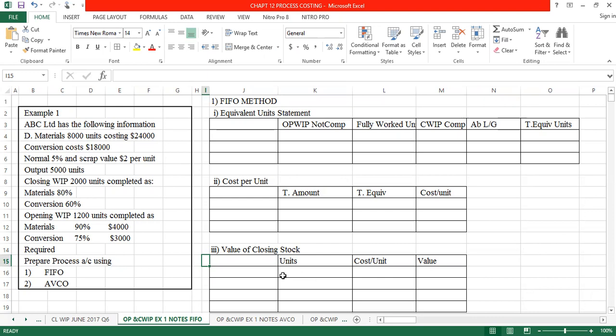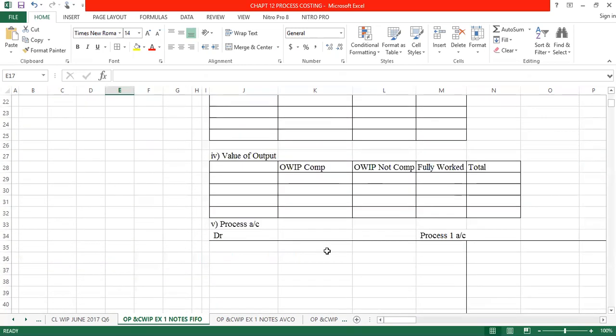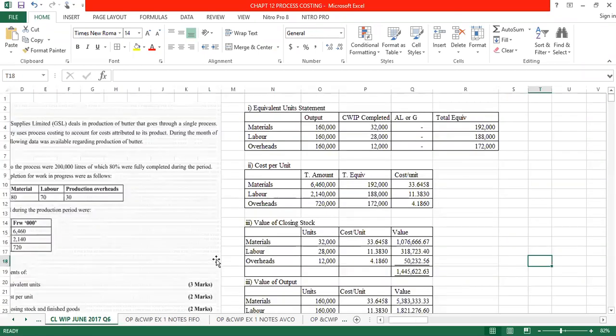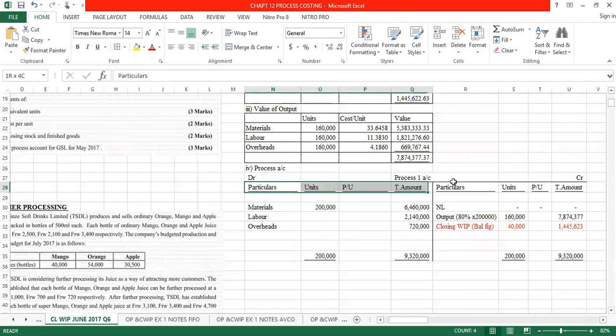Using the FIFO method. Let me remove this for now. We will do AVCO later on. Okay, so I'm posting the figures one by one. Now, in a process account, let's post what we had yesterday. This is yesterday's question. I'm just copying that.